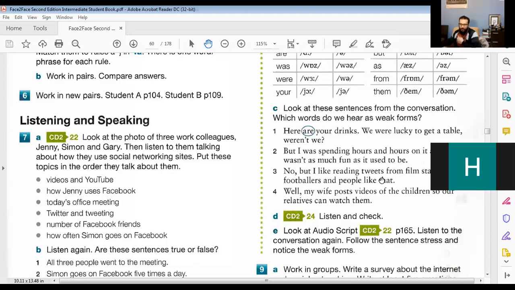All right. Did you see it? So who can tell me where the weak forms are? Here we have your drinks. Here are your drinks. What about your? Did he say here are your drinks, or here are your drinks? Yes, short. It's short. Your drinks. Correct.